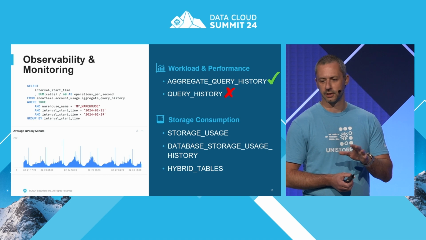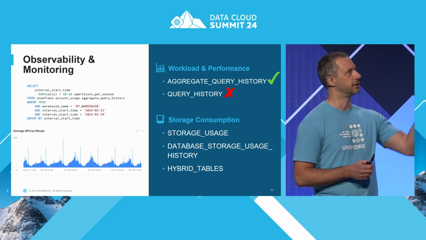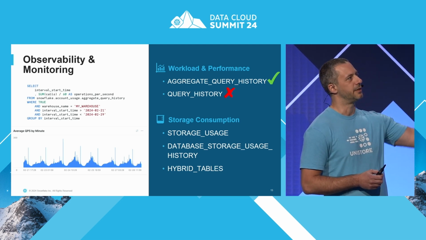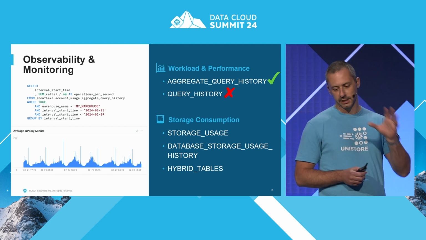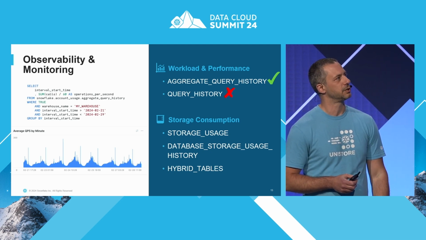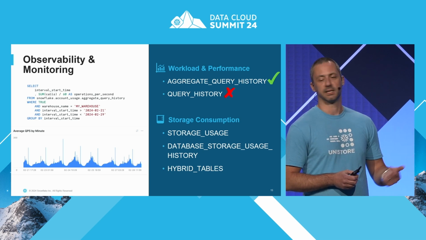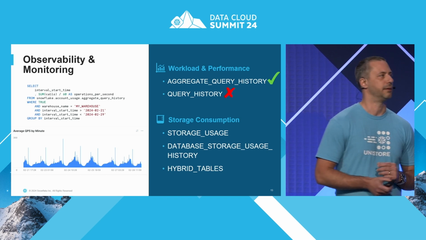The aggregate query history view is a very powerful view, and there are many things you can do with that. For instance, you can see in the example here, with a very simple SQL statement, I can understand the average throughput of my application over time. Now, understanding storage consumption, again, is made easy using the following storage usage views, such as storage usage, account storage, database history, as well as hybrid tables, which includes information about the hybrid tables that exist in my account.